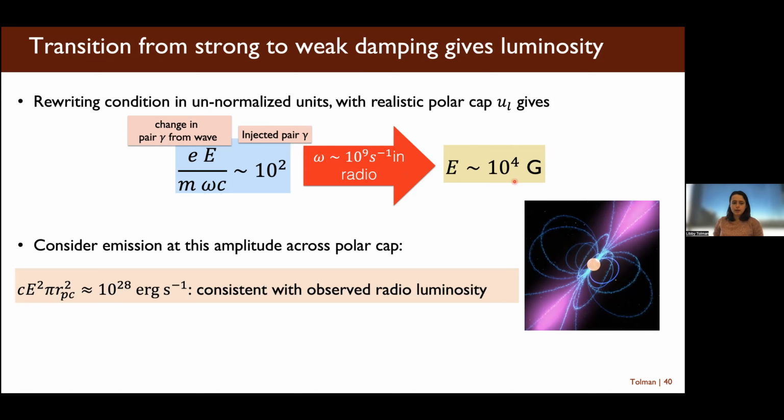Now we can consider how much radiation would be produced by emission at this amplitude across the polar cap. To do that, we just square the field and multiply it by the size of the polar cap. So I can do that in the orange box. And I get an amount of emission of 10^28 ergs per second, which is roughly consistent with the observed radio luminosity. So this suggests that the physics we've identified so far might be playing a role in why pulsars emit as brightly as they do.